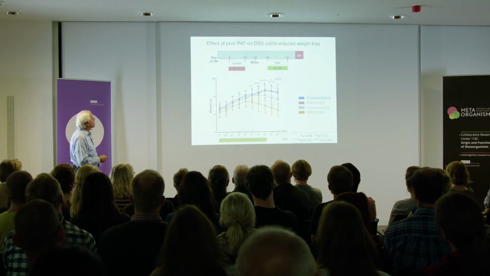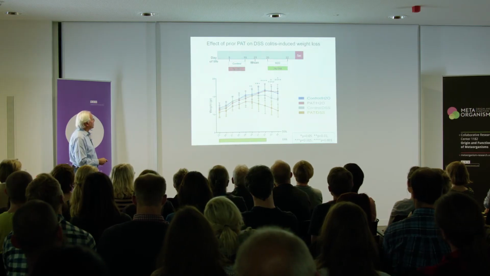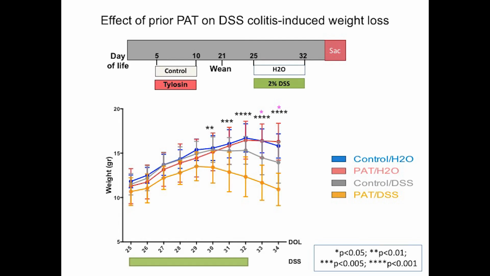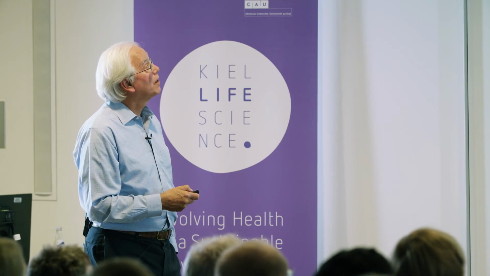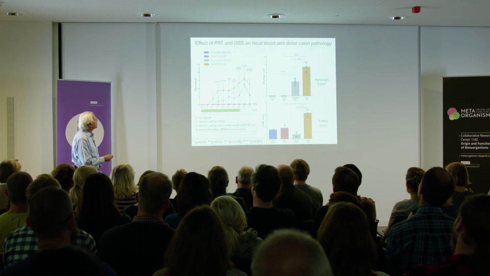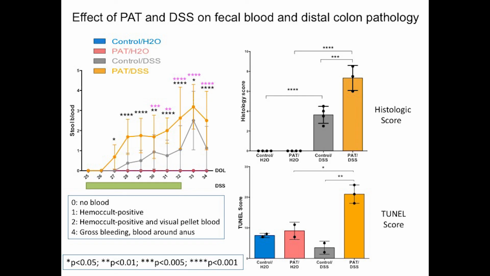So here we're looking just at the weight of the mice, and the important curves are here. Here are the mice that received DSS, the control mice, after no antibiotic or after antibiotic. You can see that they're losing much more weight. Here we're looking at blood in the stool, more if they had the prior antibiotic. Here's histology score, worse if they had the antibiotic. So the antibiotic is again enhancing the effect of the DSS.